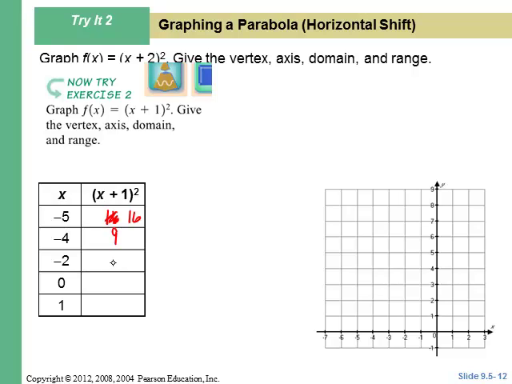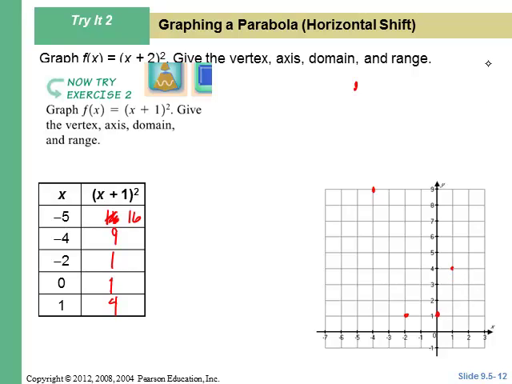-2 plus 1 is -1, squared is 1. 0 plus 1 is 1, squared is 1. 1 plus 1 is 2, squared is 4. Okay, so we've got -5, 16, which is up here, -4, 9, -2, 1, or 0, 1, and 1, 4.